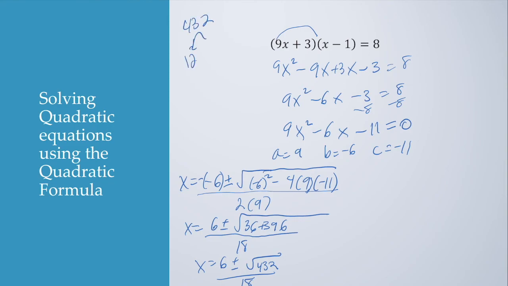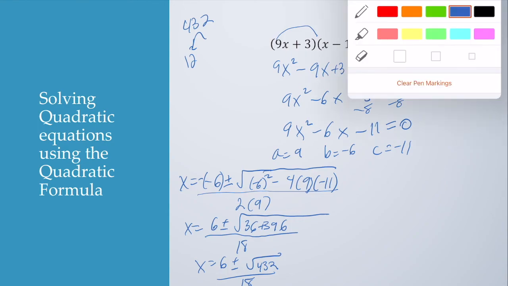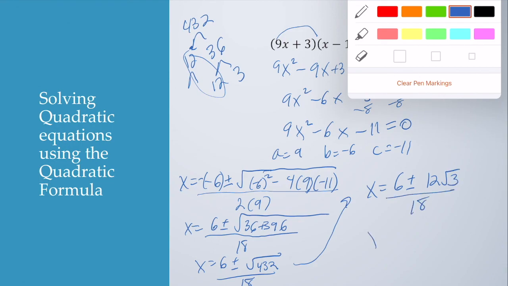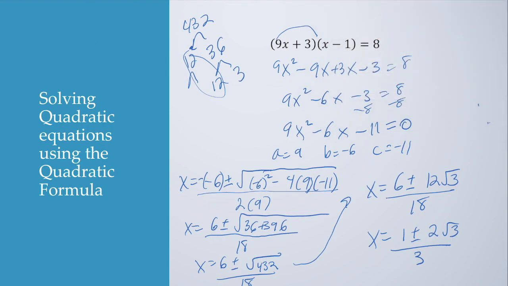432 is 12 squared times 3. So I have 12 times 36, 12 times 3. So I'm going to be able to pull out a factor of 12. So I have x equals 6 plus or minus 12 square root of 3 over 18. I can pull out a factor of 6, so x is 1 plus or minus 2 square root of 3 over 3 for our final answer.